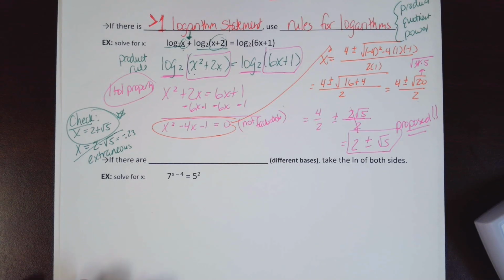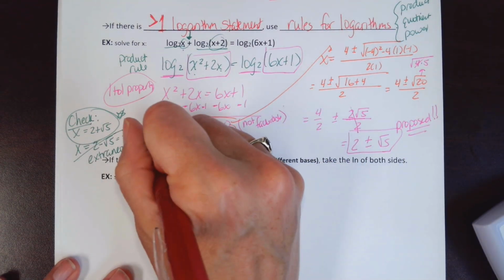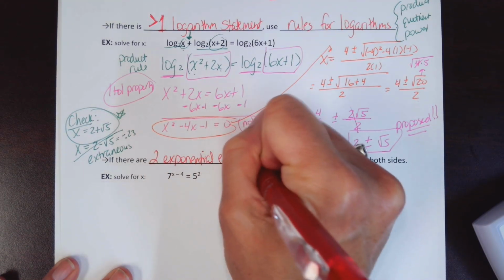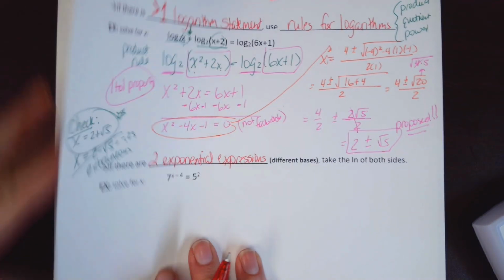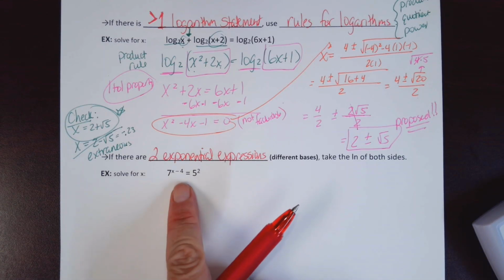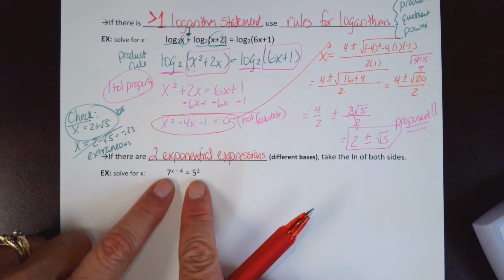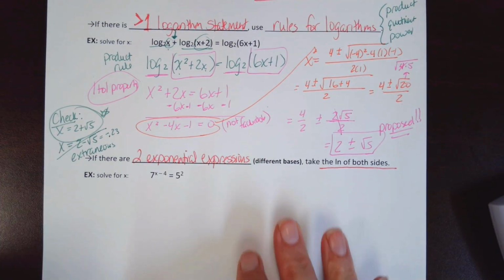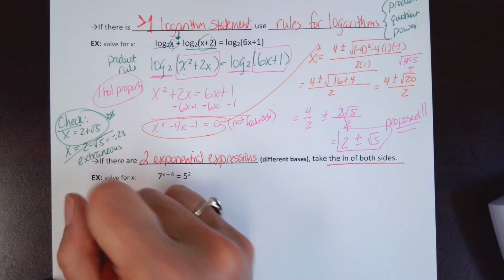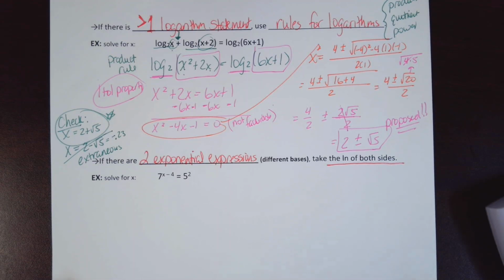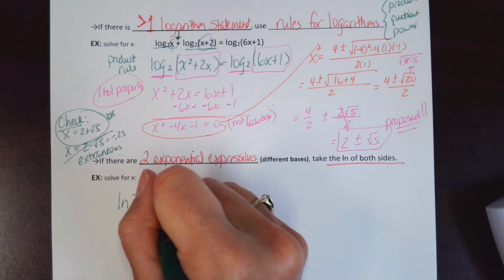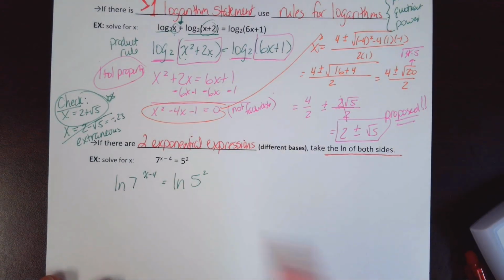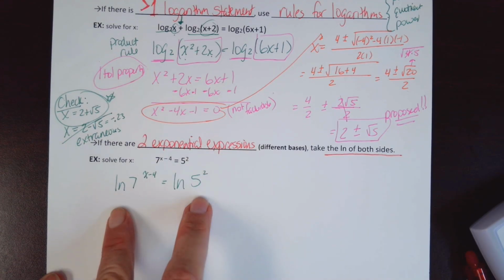If there are two exponential expressions with different bases, I can't use my one-to-one property. Like right here, base 7, base 5, I can't make those match. My rule is to take the natural log of both sides. So here's how this works. I've got the natural log of 7 to the x minus 4 equals the natural log of 5 squared. Now that I'm in log form, I can use my rules for logarithms.